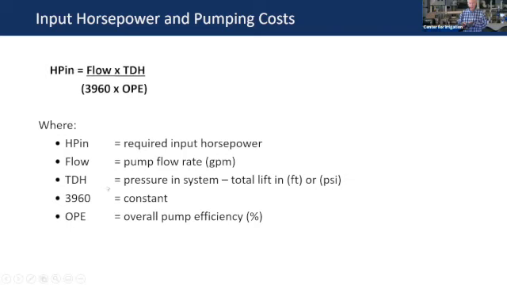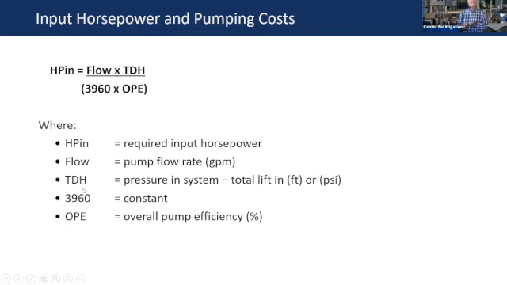We also need to know our total dynamic head, or TDH, which is basically the pumping pressure or lift of the pump. Where does the water come from? Is it from deep underground? Is it out of a canal or a pond or reservoir? Is it out of a water tank that's up higher and that gives us positive pressure? All that goes into that calculation for TDH here, and we do that in lift in feet, and I'll show that in a few minutes.